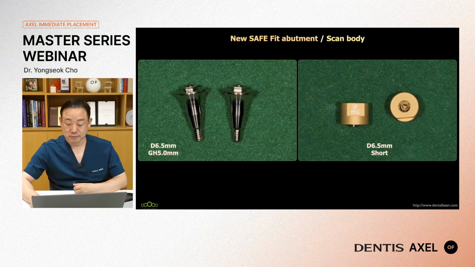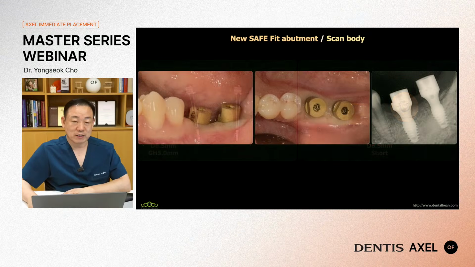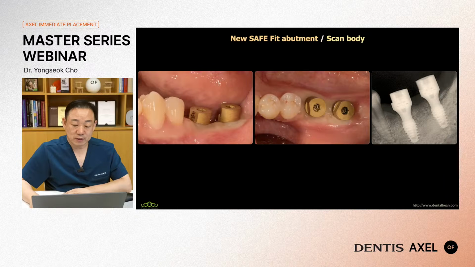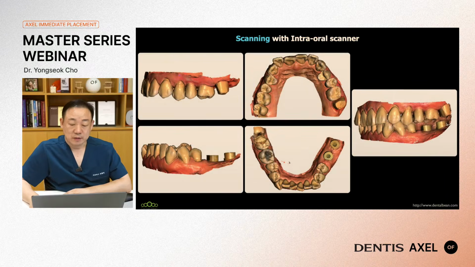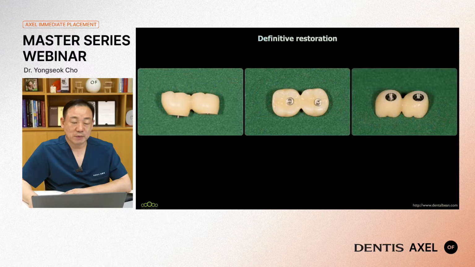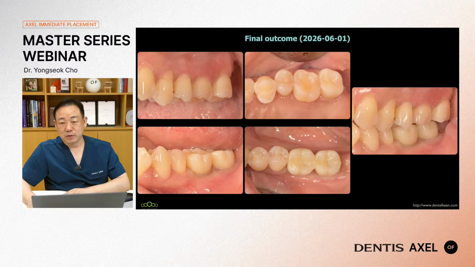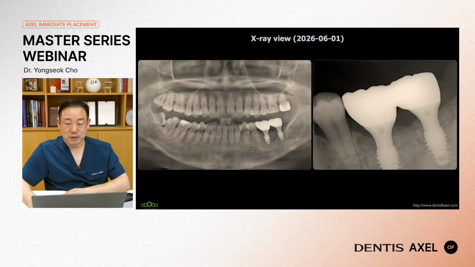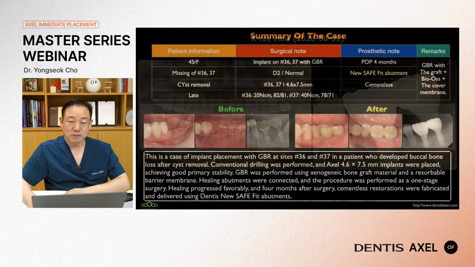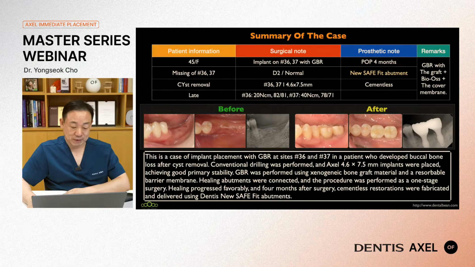Okay, here, the new safe fit abutment was connected and the implant was scanned. Then with a digital process, the definitive restoration was fabricated. Okay. Then delivered to the patient. Okay. It looks like a very clean condition in the soft tissue, and the radiographic image looks good. Although it is a very short-term follow-up, I feel it looks nicely finished.